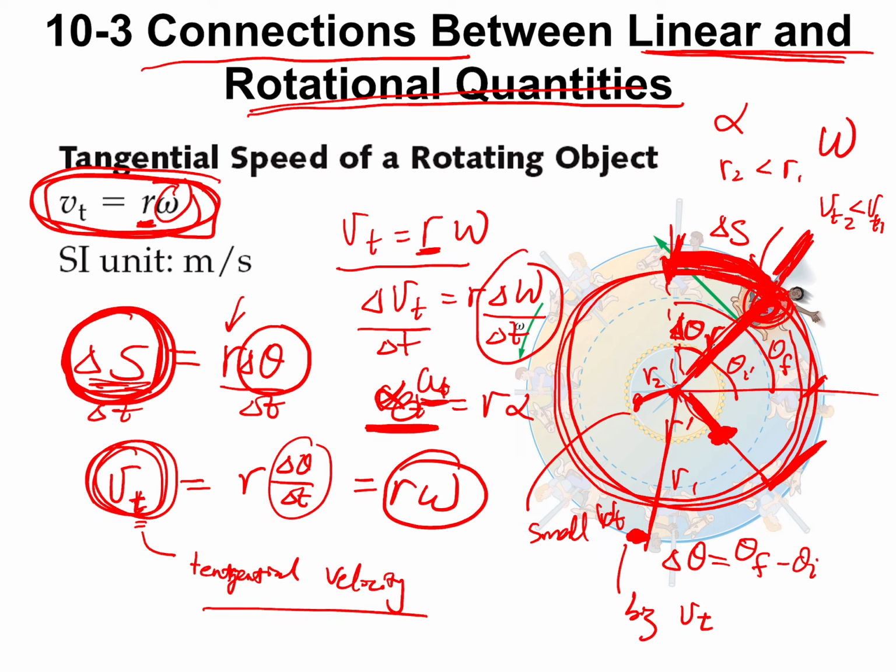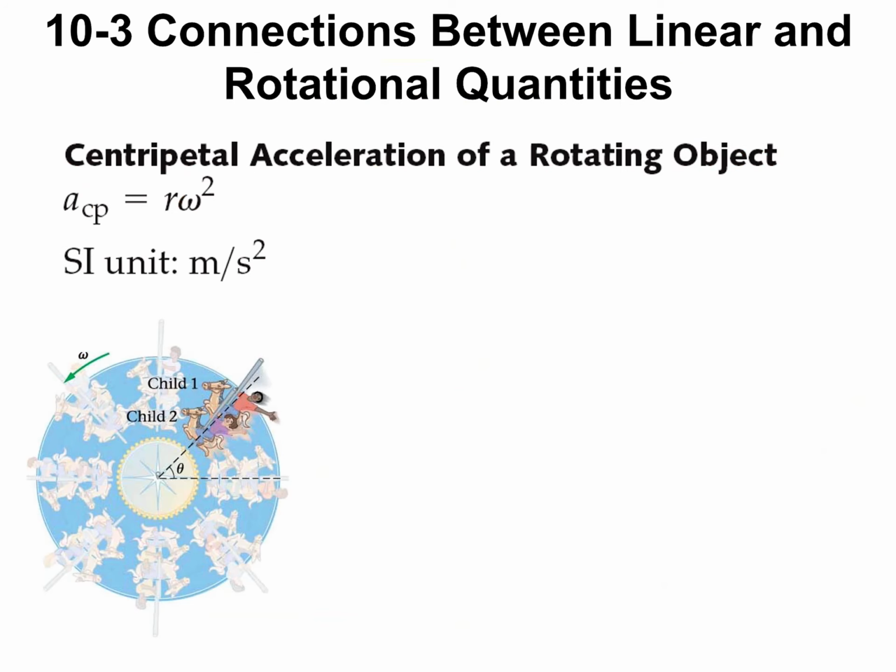Okay, so this is alpha. So AT is called tangential acceleration. Tangential means acceleration in this direction, in the direction perpendicular to the radial direction. So if you have something doing circular motion, you have two accelerations. This is called tangential acceleration.